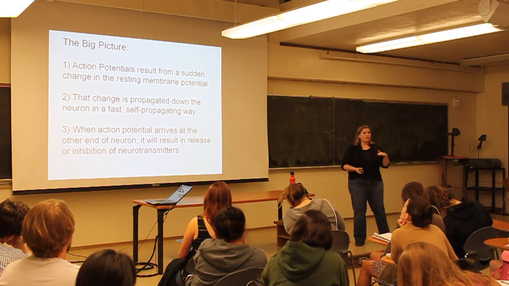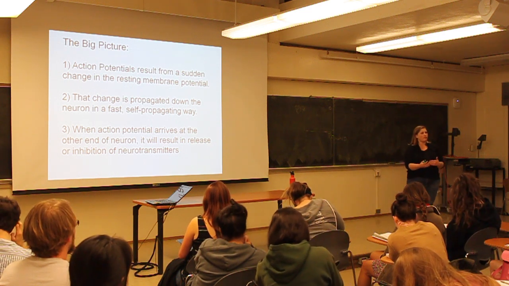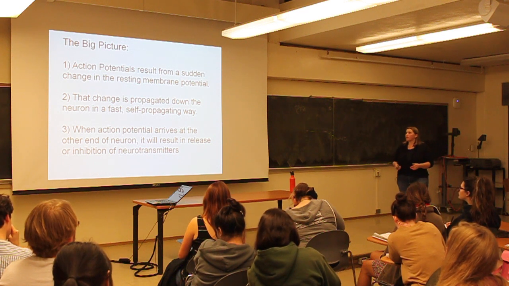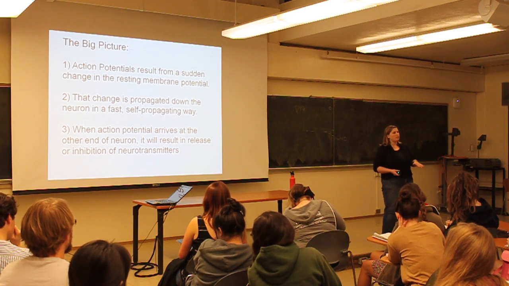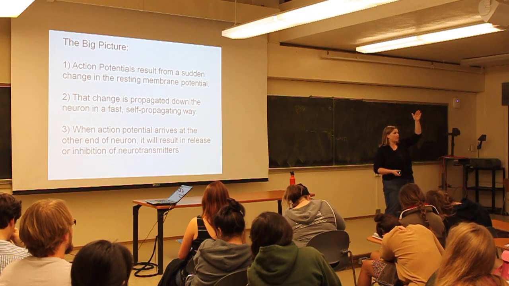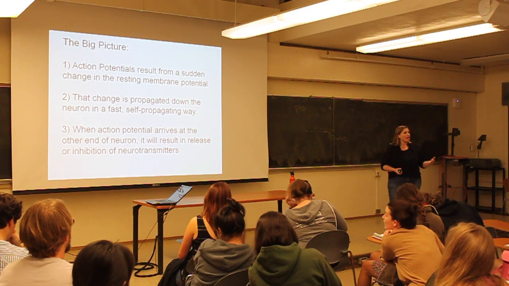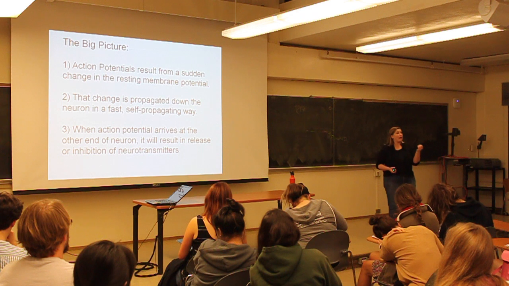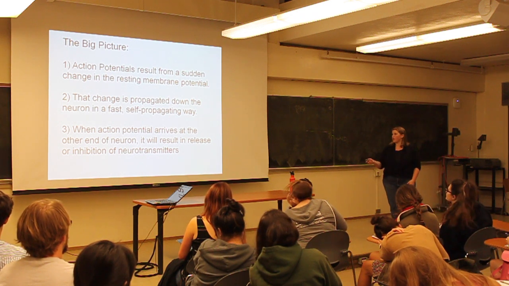We've established what the resting membrane potential is. It's this negative value, and it's built on differences in ion concentrations that we just learned about. An action potential is going to result from a sudden change in that resting potential. So let's say we've gone from negative 60, suddenly we get to positive 60, or positive 70, and then we're going to come back down. That big change in the resting membrane potential constitutes an action potential. We're going to leave it there, and you'll learn a lot more about that in a few weeks.